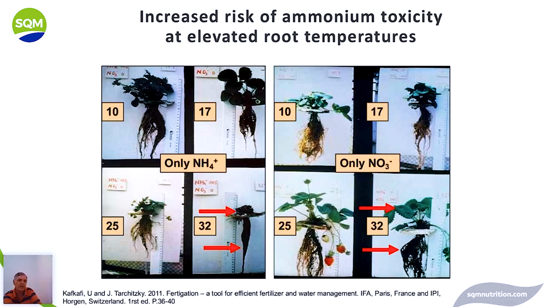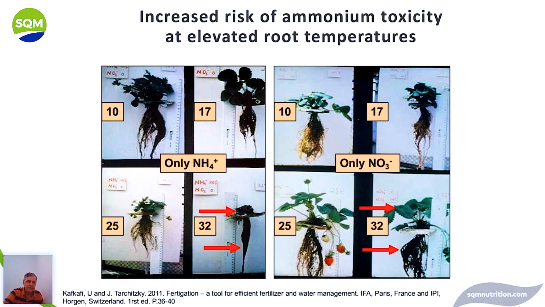And after a while, if the ammonium is not converted to amino acids, the ammonium will be converted into ammonia. And ammonia is toxic to the plant and then kills the root and kills the plant. And that doesn't happen with nitrate. So that's another thing to consider in the nitrogen source, the temperature at the root zone, especially for areas with higher temperatures.